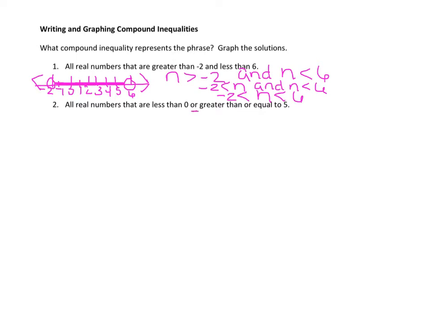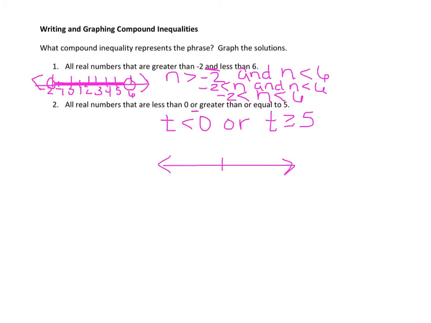Okay, if you looked back up top, it had the word and. They're going to be combined. This one has the word or. So we're just going to write them as two separate inequalities. We can use any variable we want, so I'm going to just use t this time. t is less than 0 or t is greater than or equal to 5. So when we have or, we're not going to be able to write them together. And again, the graph will help you see that.